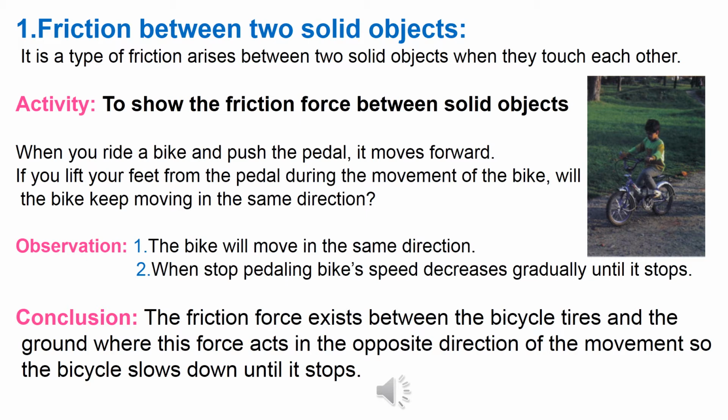Now we will have an activity to show the friction force between two solid objects. When you ride a bike and push the pedal, it moves forward. If you lift your feet from the pedal during the movement of the bike, will the bike keep moving in the same direction? The observation: the bike will move in the same direction, and when you stop pedaling, the bike's speed decreases gradually until it stops. The conclusion from this activity is that the friction force exists between the bicycle tires and the ground, where this force acts in the opposite direction of the movement, so the bicycle slows down until it stops.